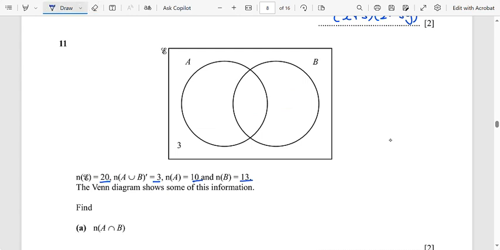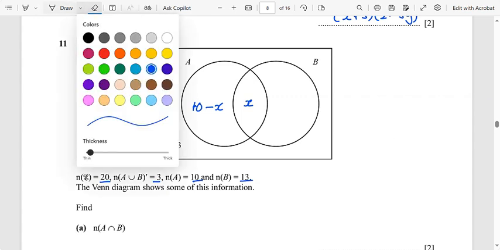Now we are also told that the number of elements in set A is 10. Set A is represented by the whole circle A, and in that circle we have 10 elements, but those 10 elements also include X elements which are found in both set A and set B. So to get the elements in this part, I'm going to say the 10 total elements in set A, remove X elements which are on the intersection to avoid double counting.